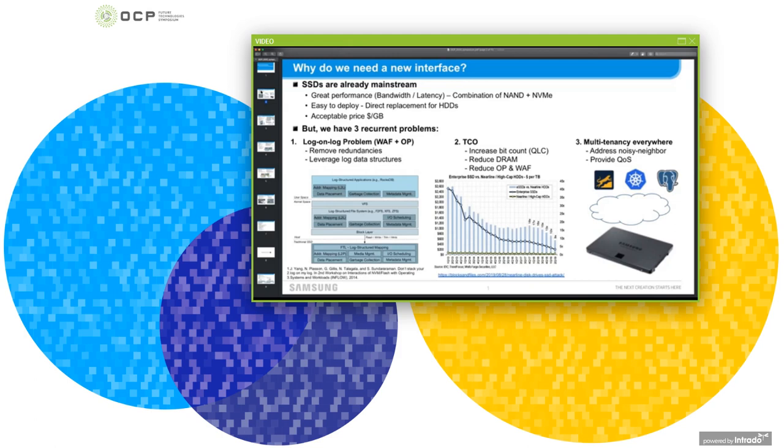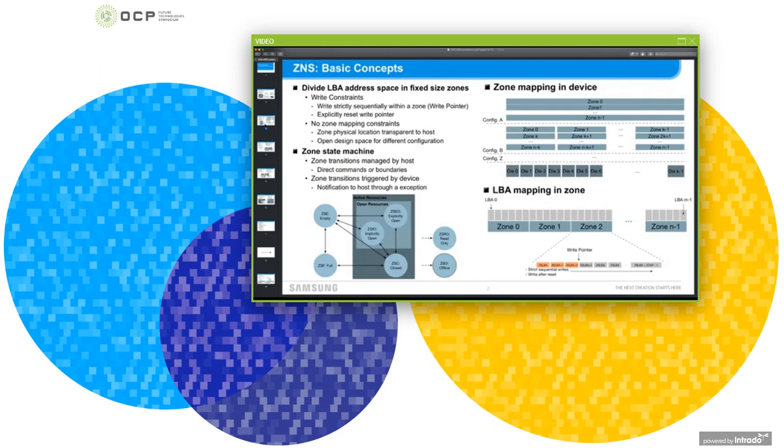The second part is how we reduce further the total cost of ownership. Sure, we are working on increasing constantly the bit count on the NAND side. Now there's one in QLC. By modifying the interface, we can play with things like reducing the DRAM, and as I mentioned before, reducing the write amplification and the over-provisioning, which has an impact on the cost of the SSD over time, right? The third part is how can we run several applications on a single SSD while still providing a good quality of service.